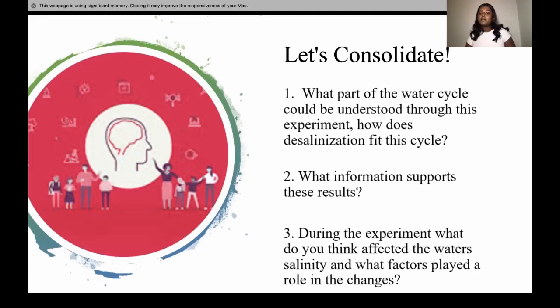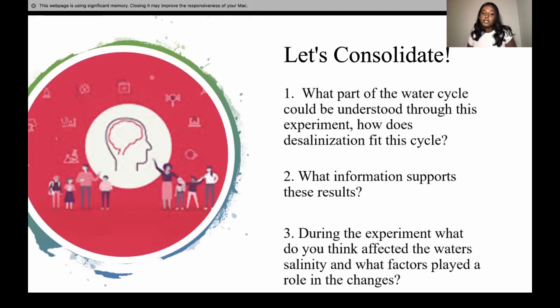Finally, during the experiment, what do you think affects the water's salinity, and what factors played a role in the changes? Okay, I'm going to give you a couple seconds to think about that, and then I'll go over that with you. Okay, so let's go over it. Give it a pause if you need another couple seconds to think about it, but I'm going to give you the answer, okay? So we don't go through too much time.